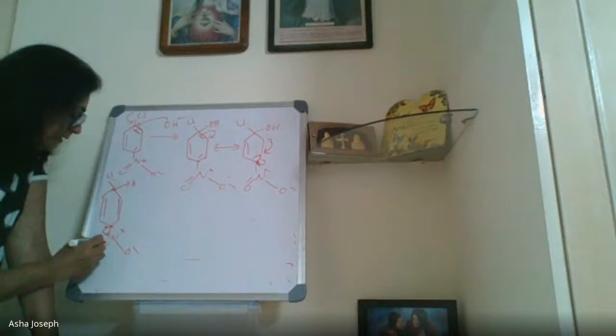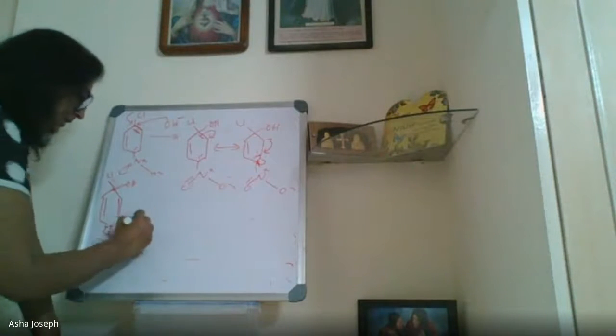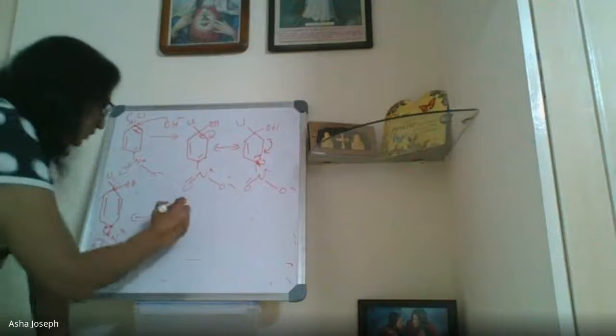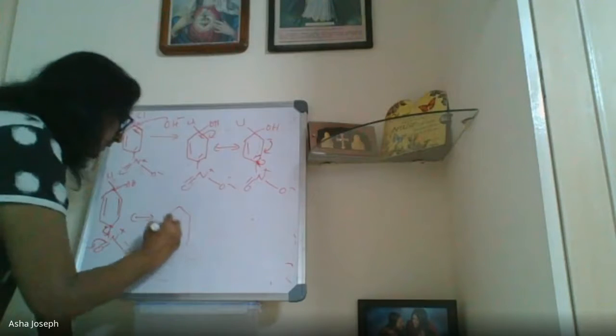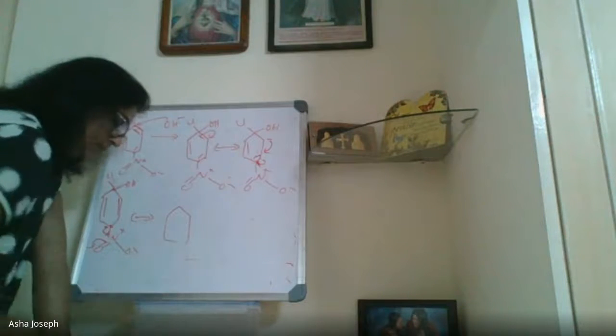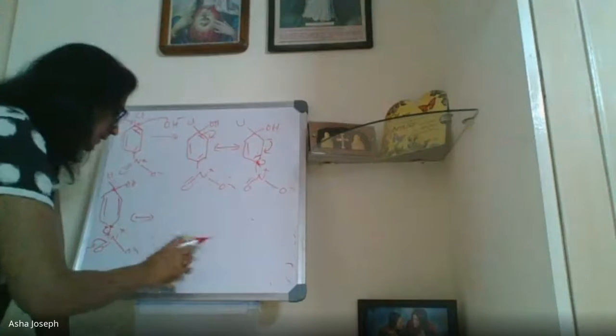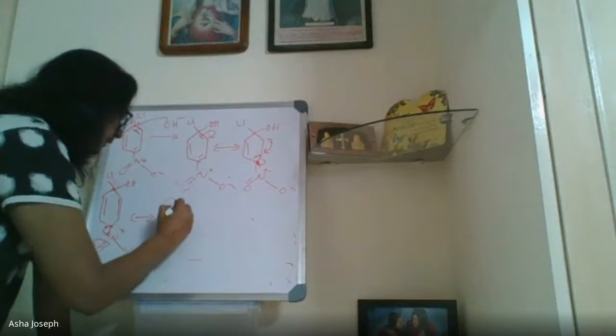So if double bond comes, this will be shifting. I think this structure is not there in the book. You can draw. This is the answer. You can draw the structure and see here how it is withdrawing.